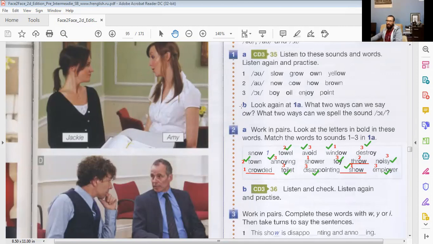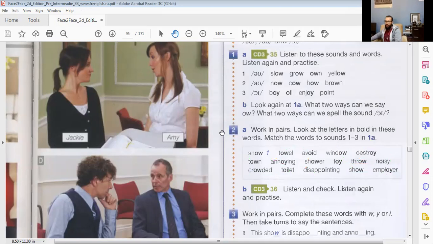It has this opening sound. Brown. Because if it's too closed, it will sound like number 1. It will sound like slow and grow. Because slow and grow, you do it with your mouth closed. But now and cow, you do it with your mouth open. All right, so very good. So we have a few mistakes.